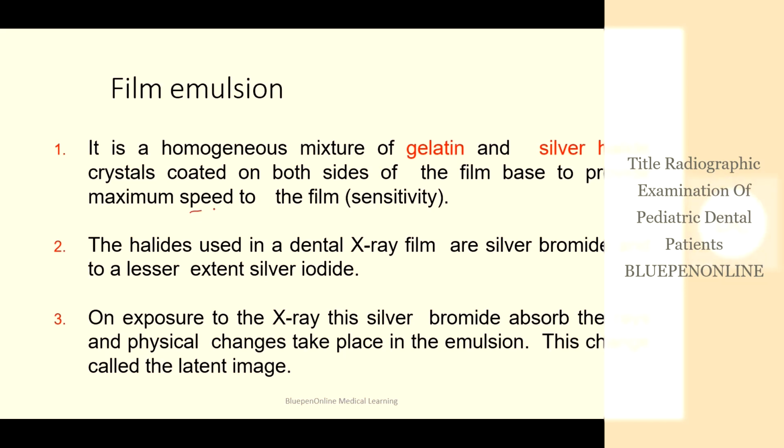Speed means sensitivity. So the higher the speed, the more sensitive it is. The halides used in dental X-ray film are silver bromide and, to a lesser extent, silver iodide. Once it is exposed to the X-ray, this silver bromide absorbs the X-rays and physical changes take place in the emulsion. This change is called a latent image.